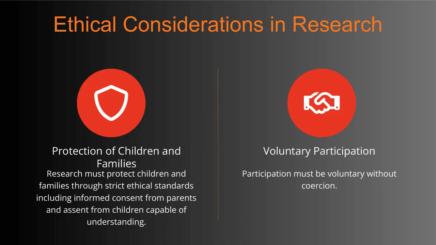When conducting research involving children and families, it's crucial to prioritize their protection by adhering to strict ethical standards. This means obtaining informed consent from parents and, whenever possible, getting assent from children who can understand what's involved. Equally important is ensuring that participation is entirely voluntary. No one should feel pressured or coerced into taking part. Respecting these principles helps maintain trust and safeguards the well-being of all participants throughout the research process.